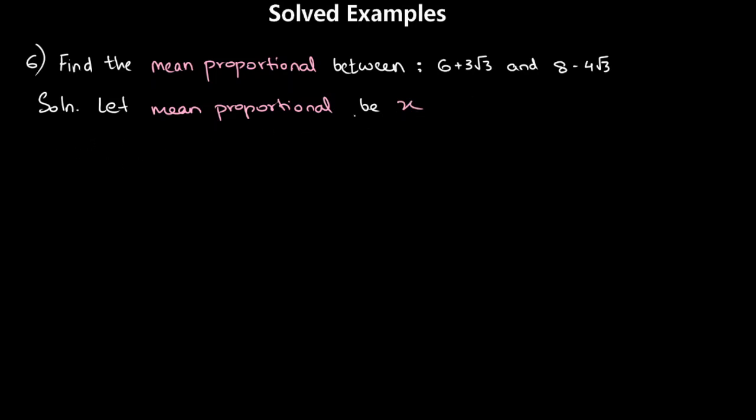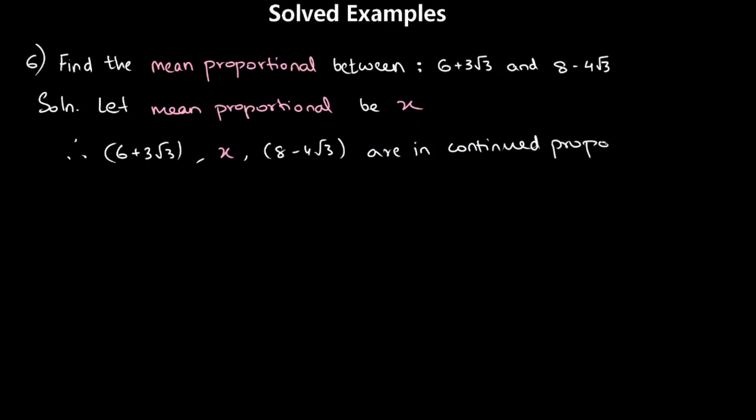If x is a mean proportion between 6 plus 3 root 3 and 8 minus 4 root 3, it means that 6 plus 3 root 3, x, and 8 minus 4 root 3 are in continued proportion, because x is a mean between the two, so that means the three of them are proportional, or I can say that the three of them are in continued proportion.